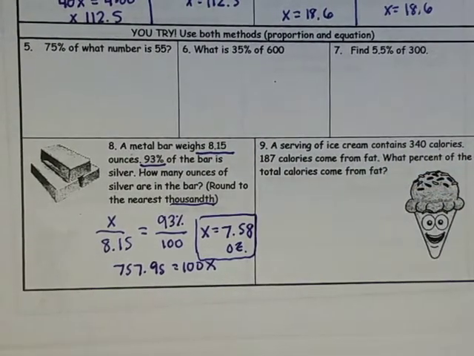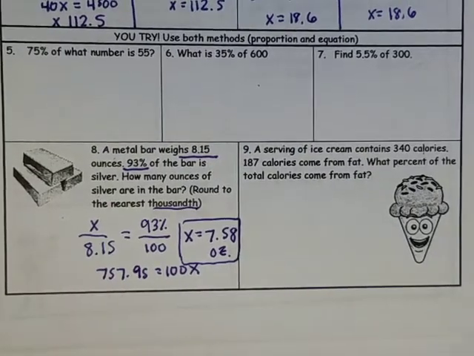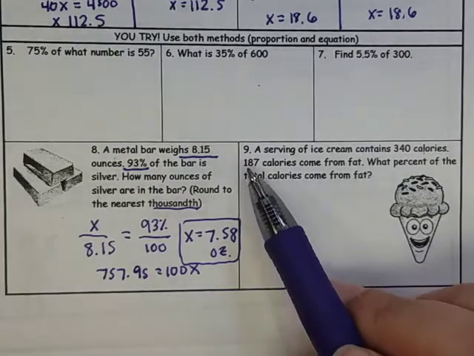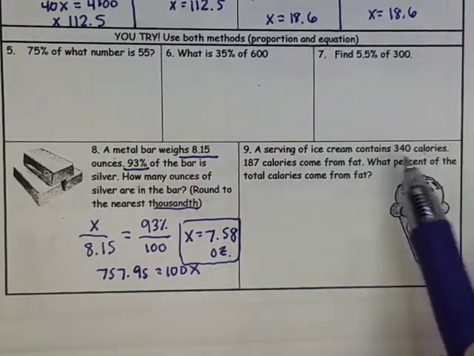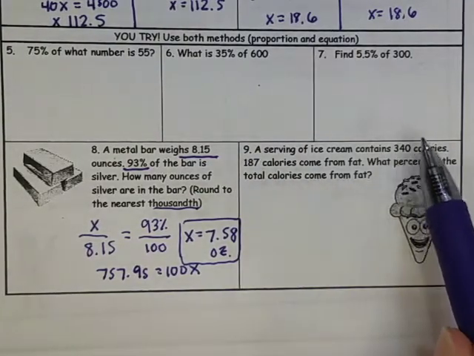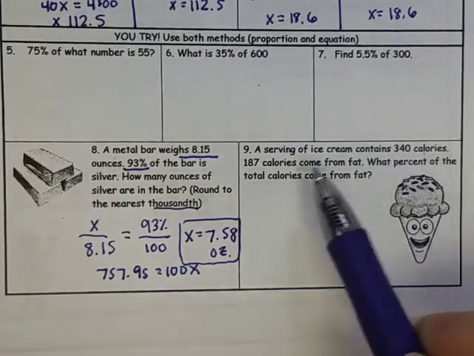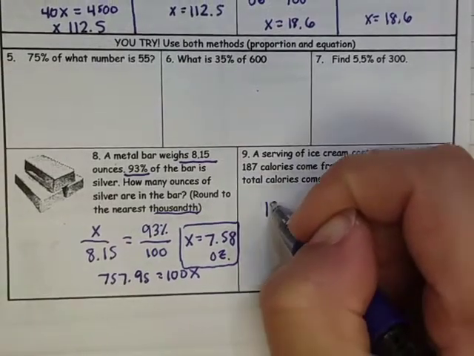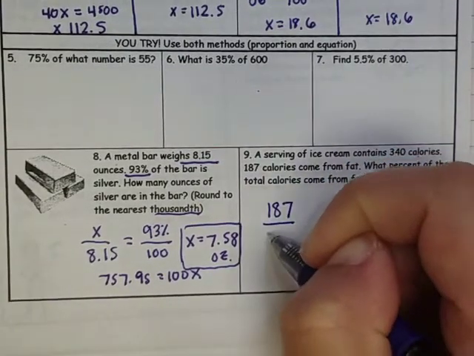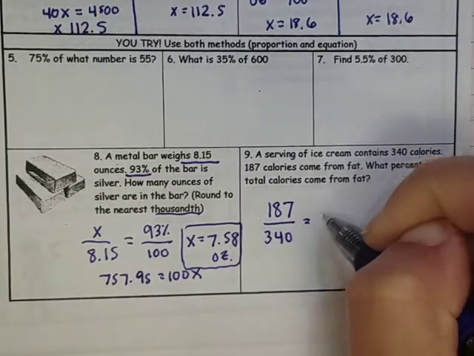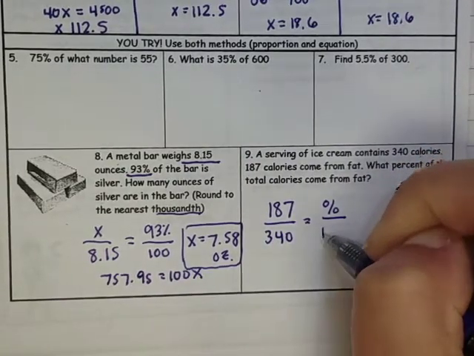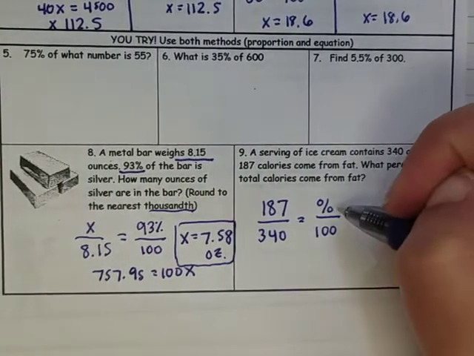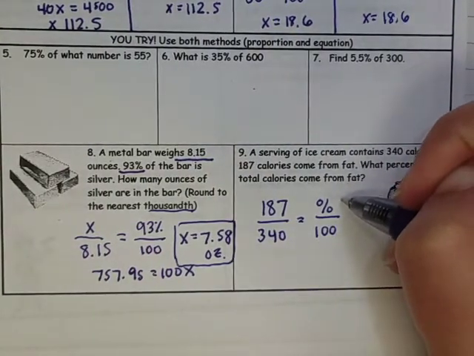All right, and then number 9. A serving of ice cream contains 340 calories. 187 calories come from fat. What percent of the total calories come from fat? So we have our whole, which is 340 calories, and we have our part, which is 187 calories. So our part over our whole is equal to our percent over 100. And again, normally I write the variable for x, but I just want you to get used to that percent is always out of the 100.